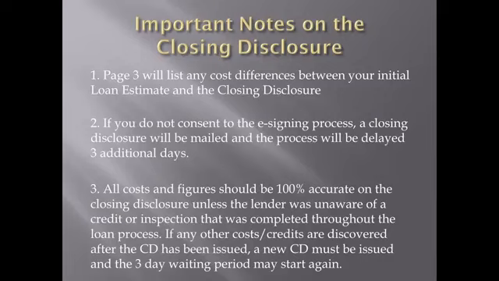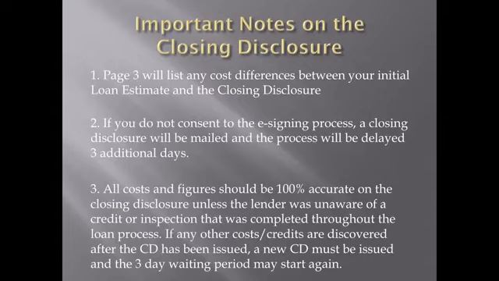All costs and figures should be 100% accurate on the closing disclosure unless the lender was unaware of a credit or an inspection that was completed throughout the loan process. Or if any other cost credits are discovered after the CD has been issued, a new CD must be issued and the 3-day waiting period must start again.